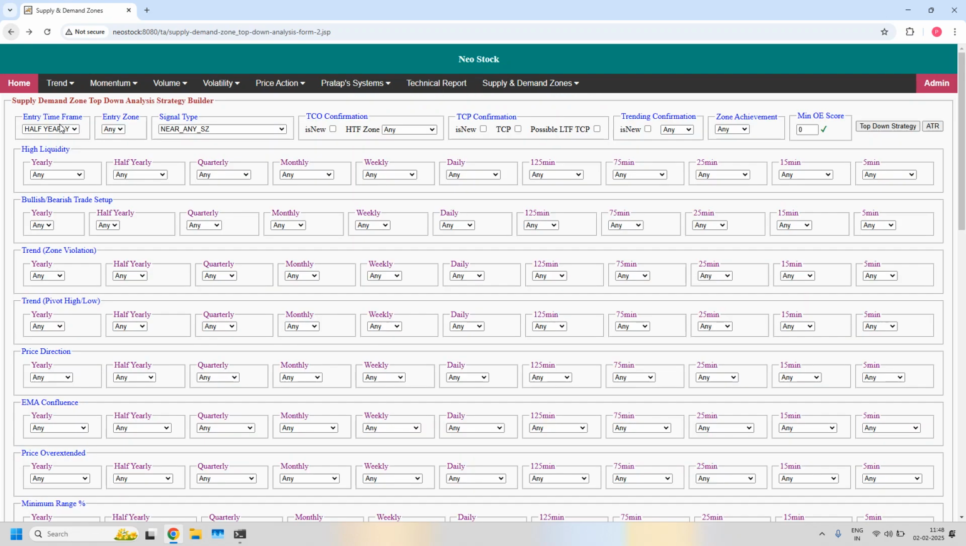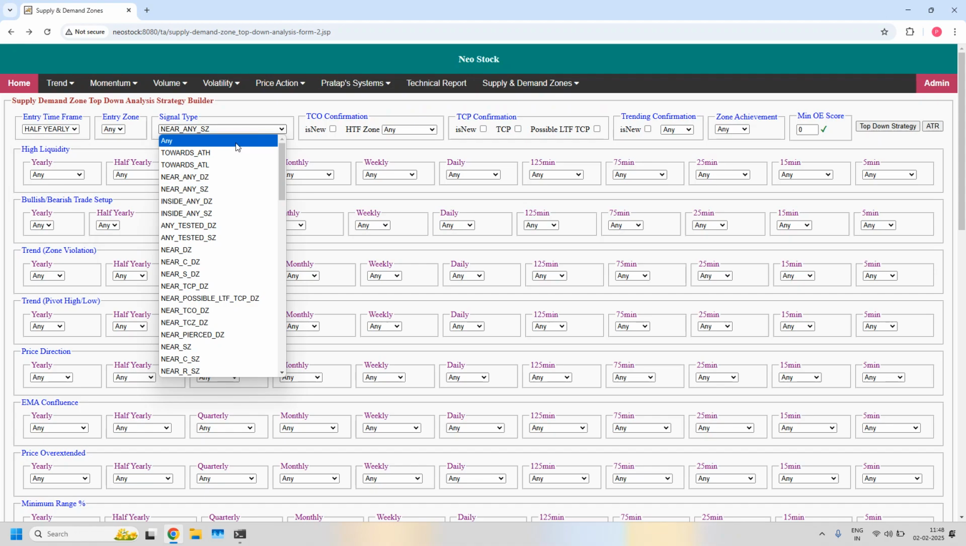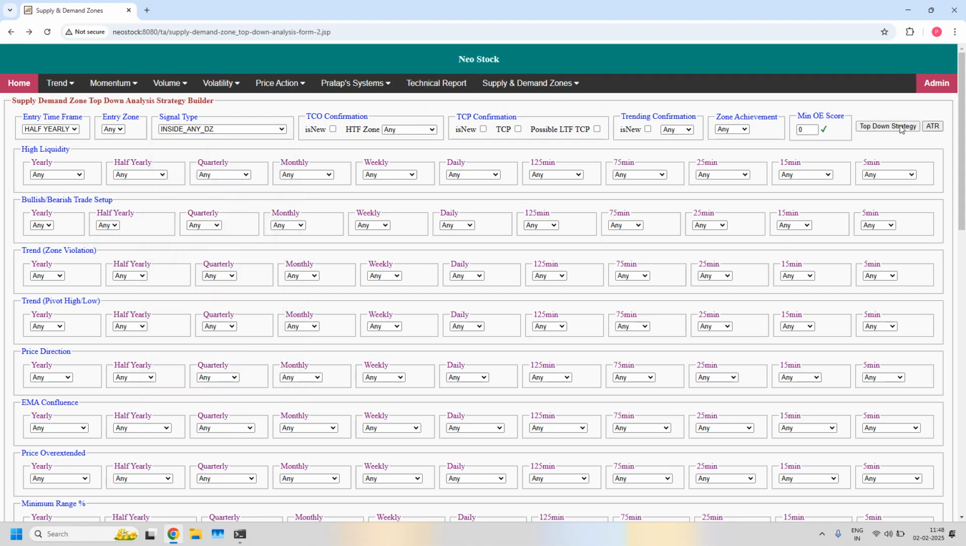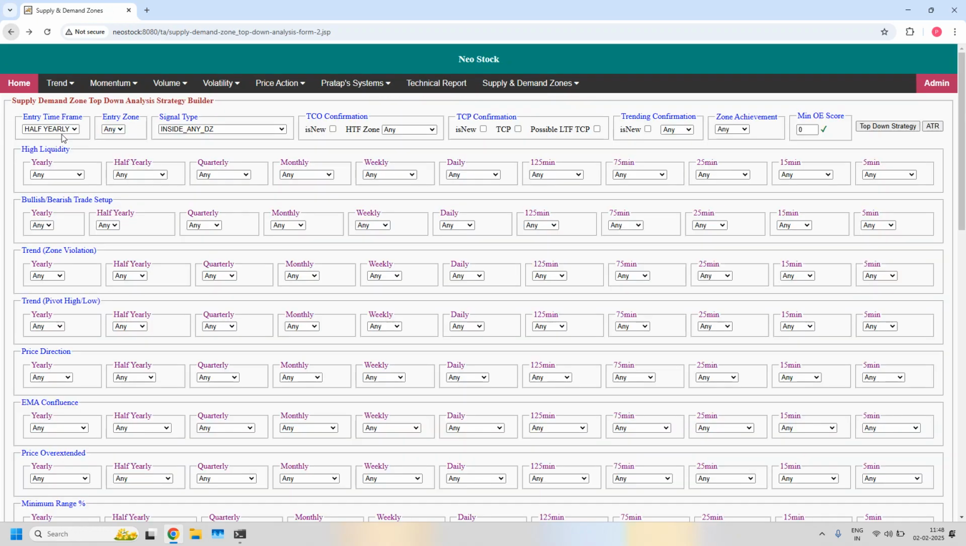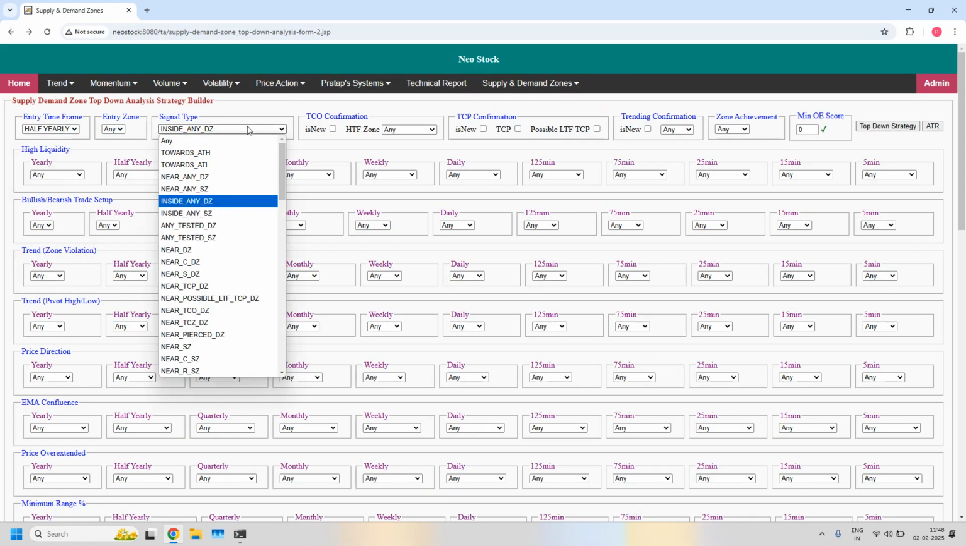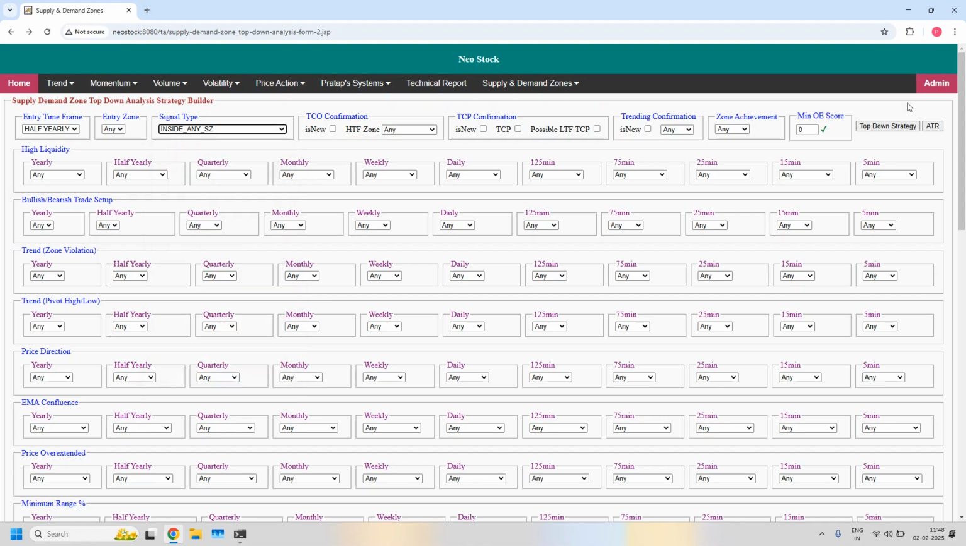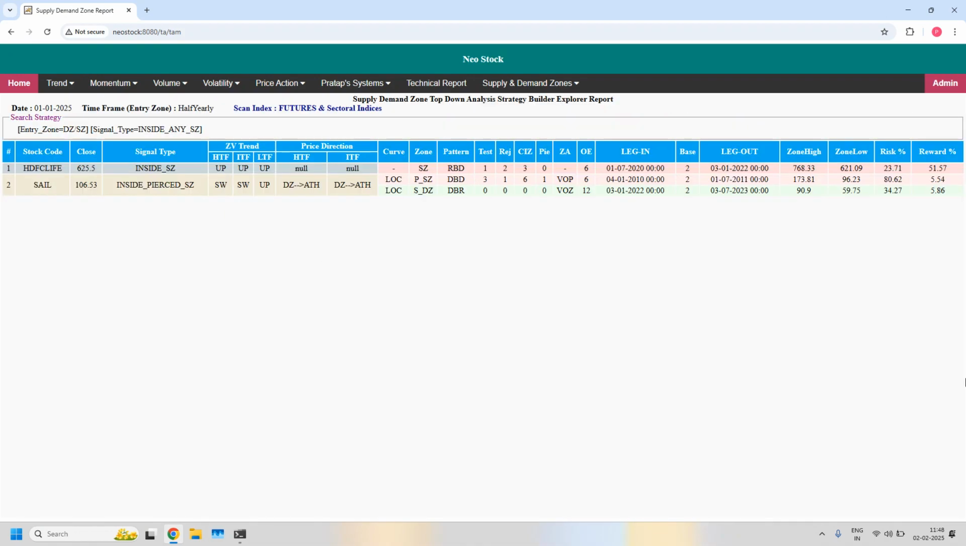Next half yearly time frame, price closed inside the half yearly demand zone, we got 5 stocks. All these are half yearly all-time high demand zones. Next, half yearly time frame, price closed inside the half yearly supply zone. We got two stocks. Look into HDFC Life, it is an all-time low supply zone. It doesn't have a demand zone.